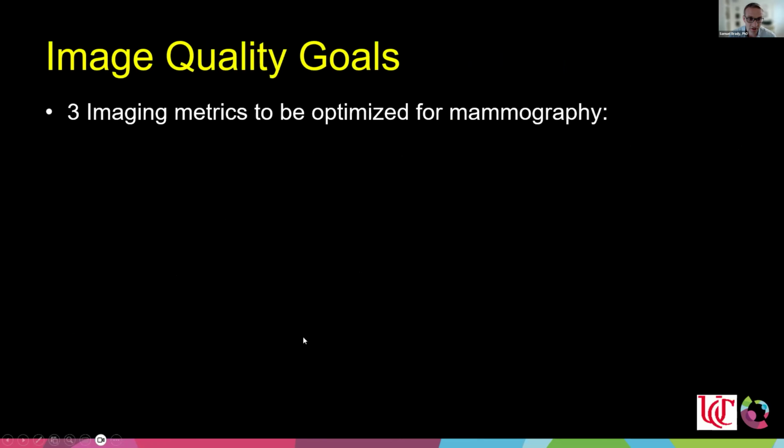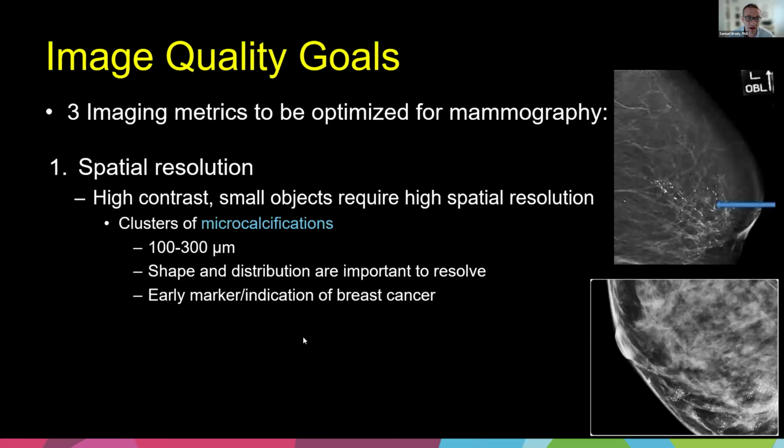So now I want to shift gears. So that was kind of the optional tools that we use around mammography or breast imaging in general. Now specifically, let's talk about X-ray based or traditional mammography. There are 3 things we need to optimize. The first is spatial resolution. We obviously need to be able to image very small, high contrast structures.